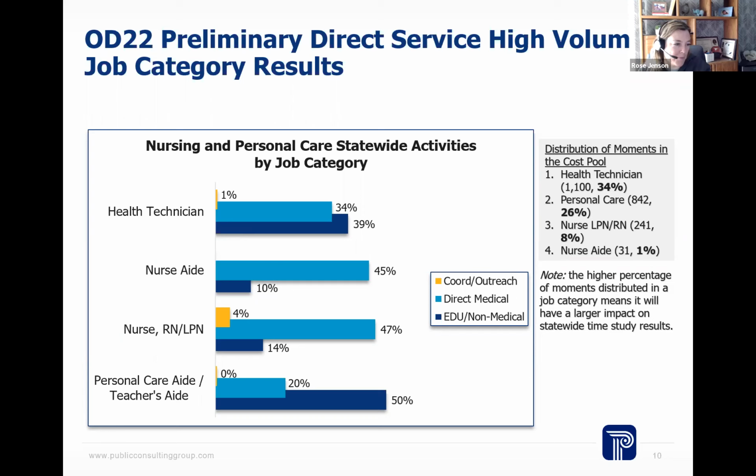It's a lot of information to take in. To get the ball rolling, I'll make a note of something on this slide. On the bar on the right, you can see the distribution of moments in the cost pool. Health techs and personal care aides really are driving the direct service cost pool, because that's what you have the most of at your districts. They're doing a lot of those activities of daily living services or nursing services. Sometimes people consider those overlapping. So they're really driving it. What do we know to be true about those two types of job categories?